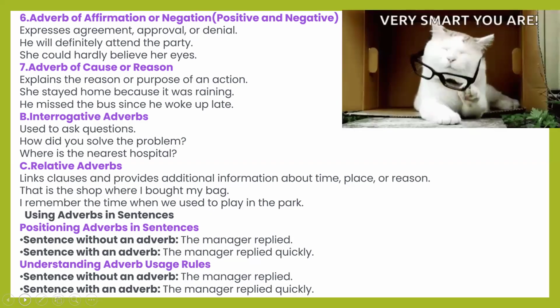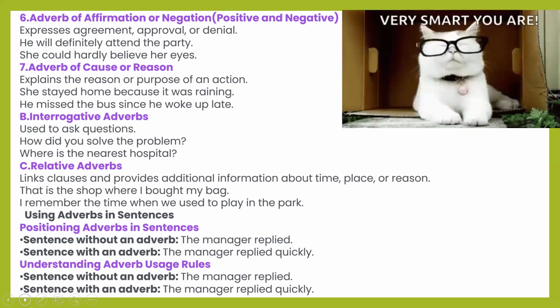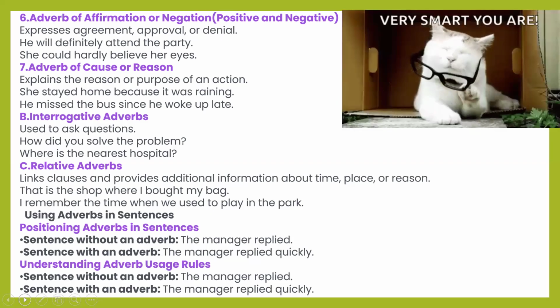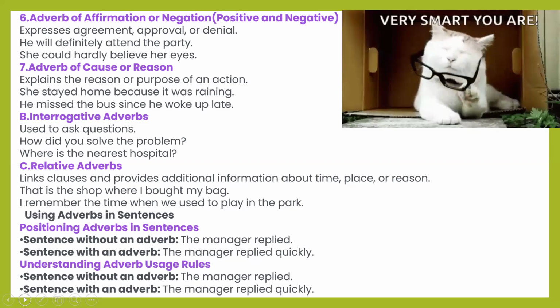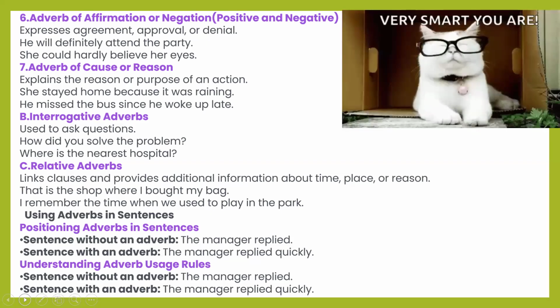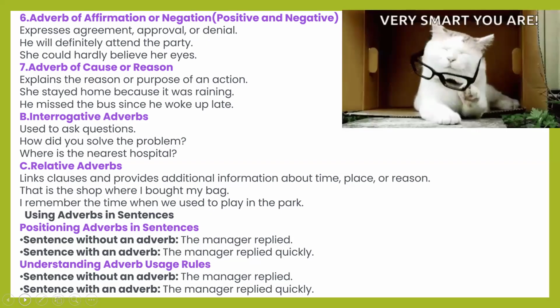Next adverb is the adverb of cause or reason. It explains the reason or purpose of an action. What is the purpose? What is the reason? What is the cause of an action? Example: she stayed home because it was raining. He missed the bus since he woke up late.